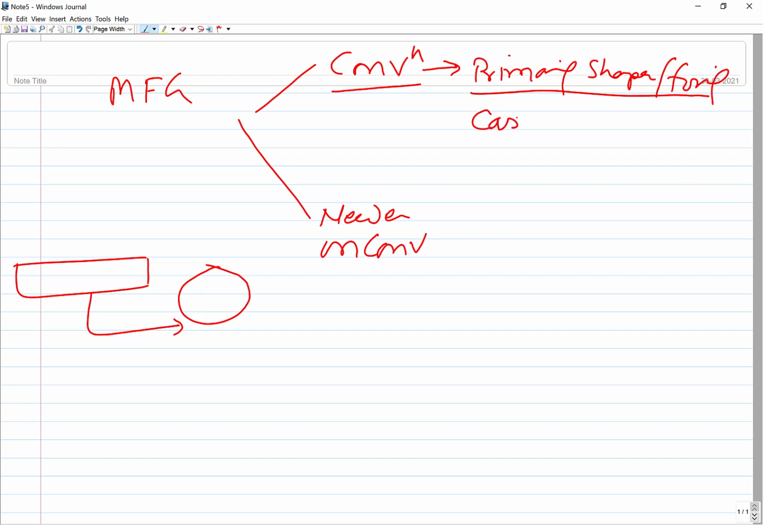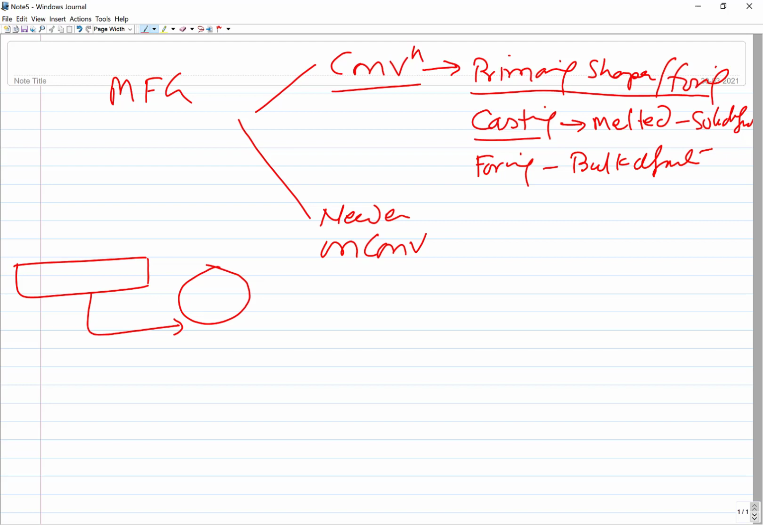One is called casting, where the material is melted and then it is solidified in the mold of the desired shape. Forming, you try to deform. Bulk deformation helps to get the shape desired. This is a plastic deformation based approach. And then powder metallurgy, PM, the powder metallurgy approach.